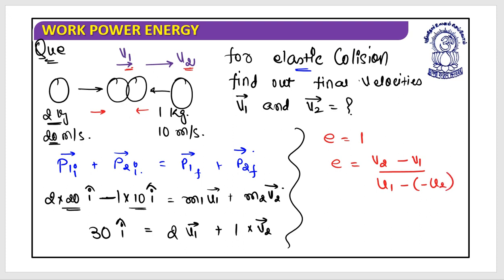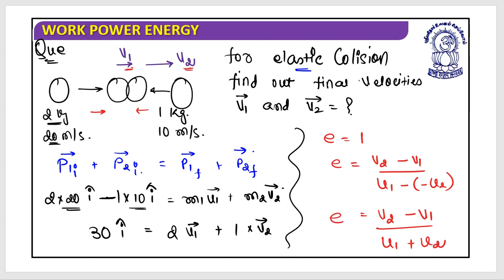Yes, it's a relative velocity of approach. If you remember the relative velocity in one dimension, we used to say that when two objects are moving in the same direction, for that relative quantity we subtract, but when two objects are moving in opposite directions to each other, for their relative quantity we add. It is the same thing we are doing here. It's v2 minus v1 divided by u1 plus u2.